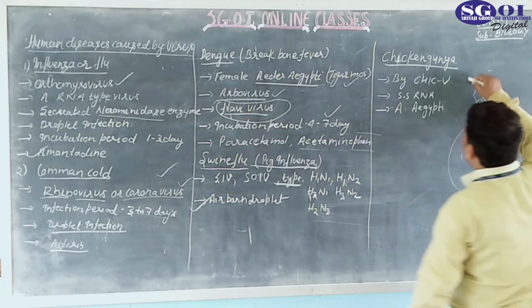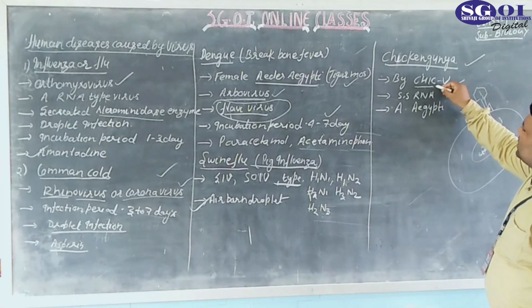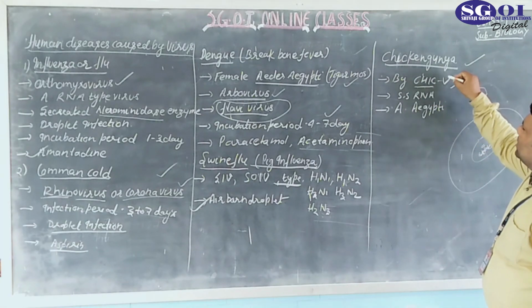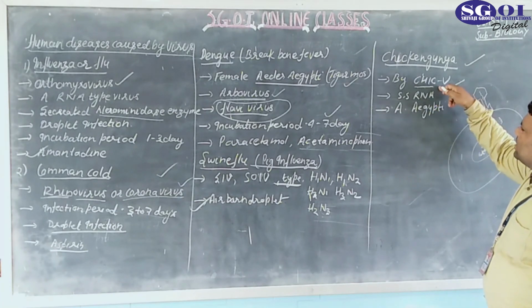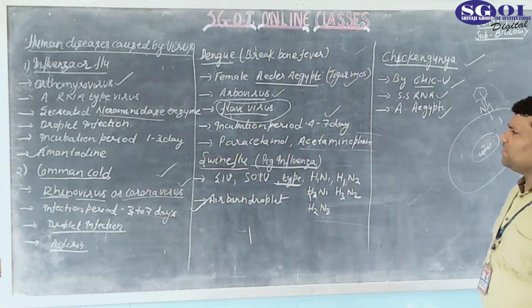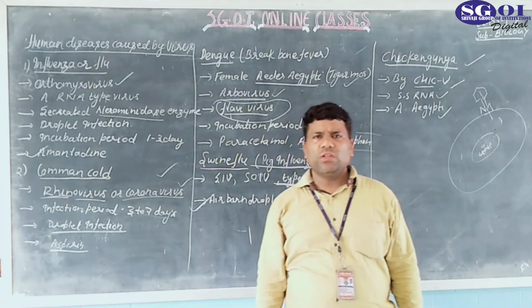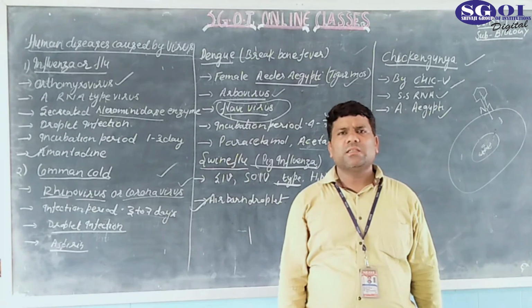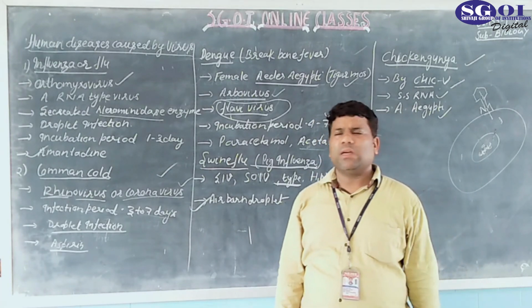It is called chikungunya. It is actually caused by the CHIK virus. It is made up of single-stranded RNA and is spread by Aedes aegypti, like dengue fever. Okay, students, so these are the viral diseases transferred from one organism to another organism.